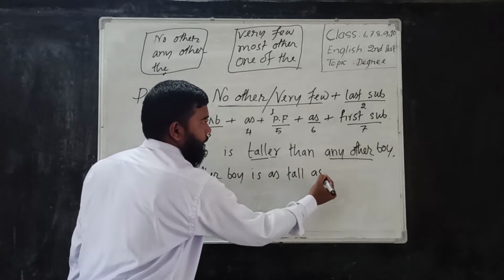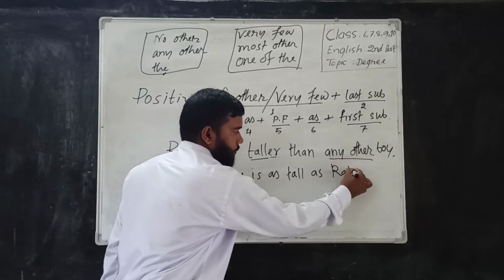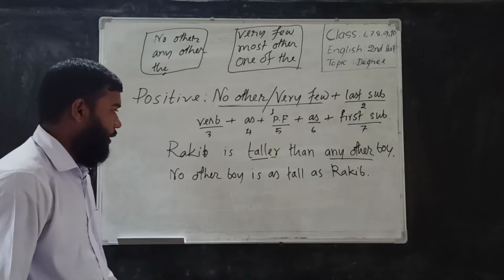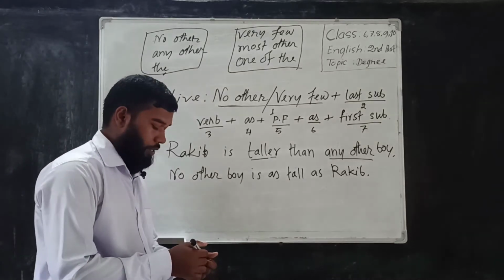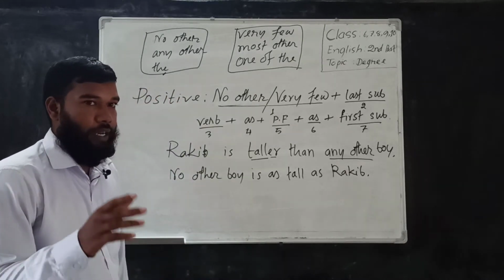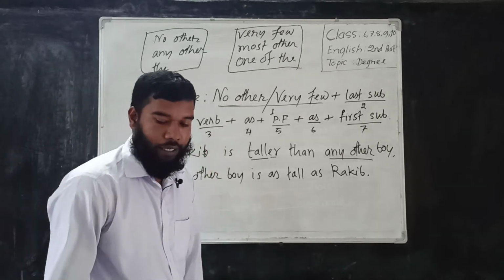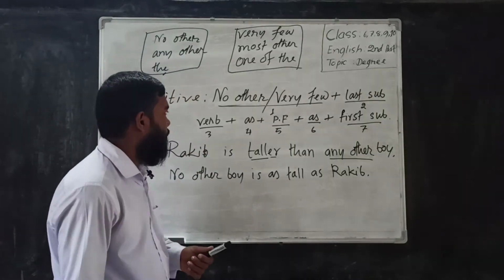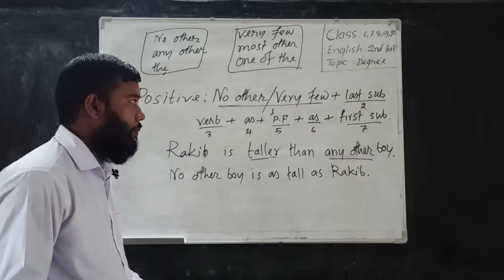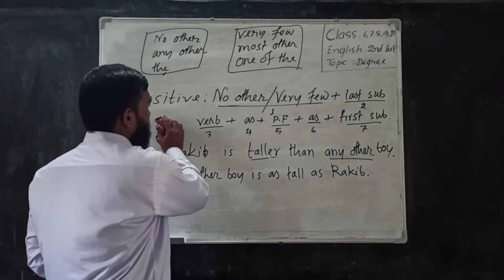Again, as. The last and final step, first subject, Rakib. So, let's see the answer. No other boy is as tall as Rakib. So, dear students, it's proof that through this group you can change both comparative and superlative degree into positive degree. Let's see another structure. Write down the structure on a paper and practice again and again. I do believe you will be able to change after watching this video. Okay, now let's see another structure.